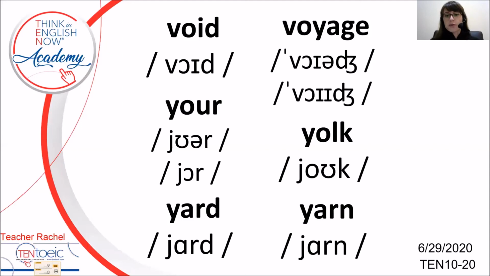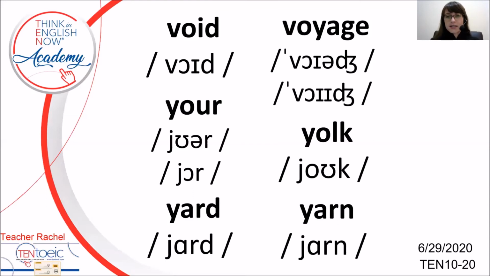Yolk. This is a part of an egg, and it's the yellow part of the egg. So an egg comes from a chicken, and maybe we eat it for breakfast, and it has a yellow part in the middle. That's called the yolk.